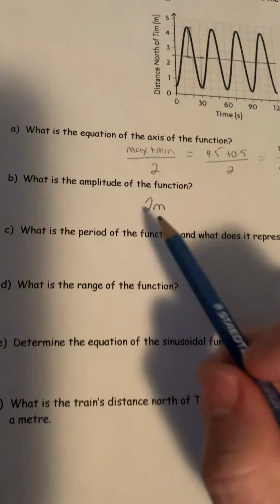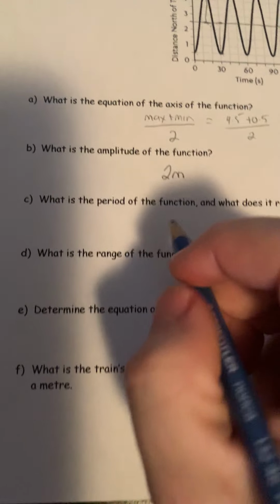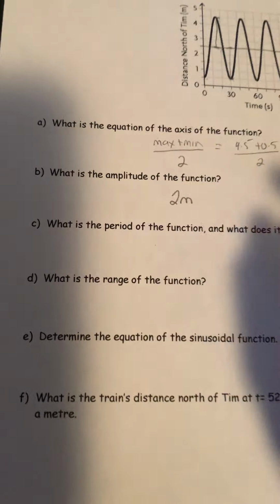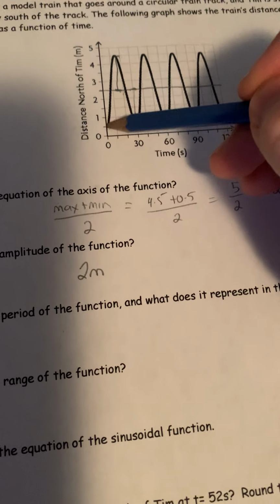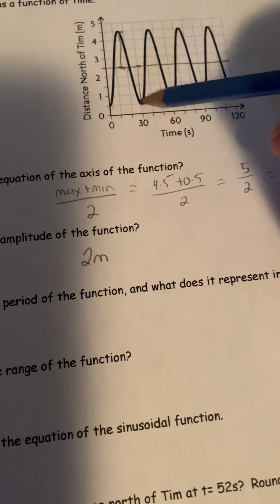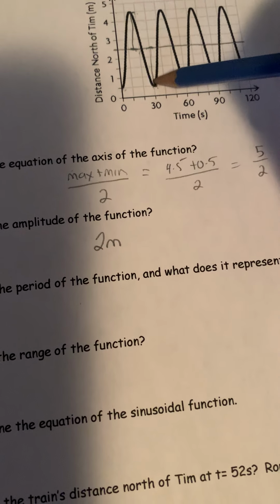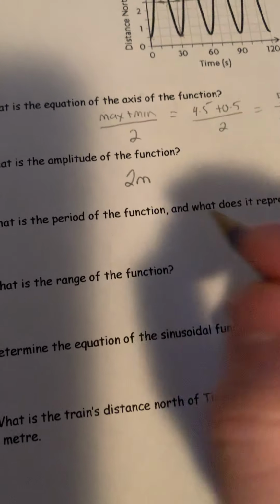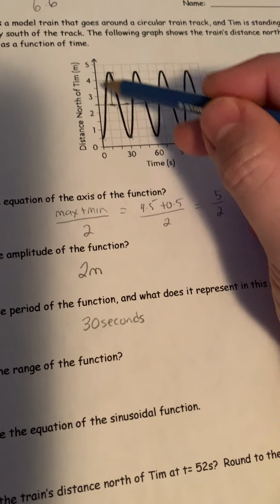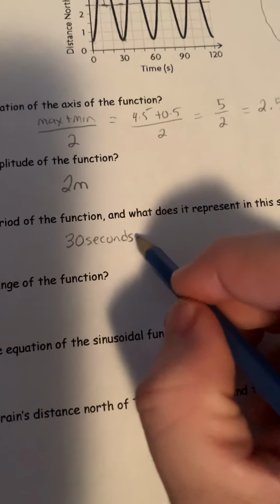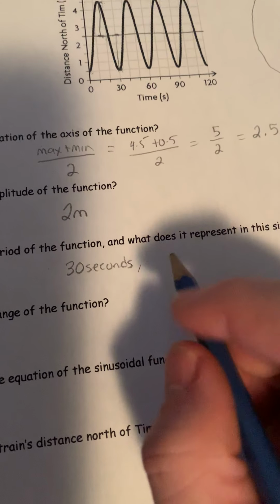Okay, what is the period of the function and what does it represent in this situation? The period is how long does it take to make one cycle? So if we go from here, we go up and we go down, and then after we hit this point, it repeats itself. So from here to here is 30 seconds. So 30 seconds is the cycle, and this represents how long it takes for the train to go around once.